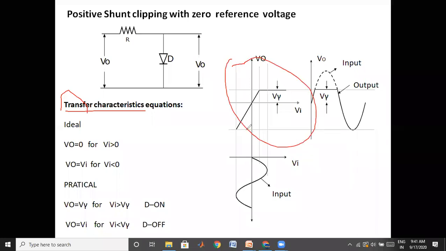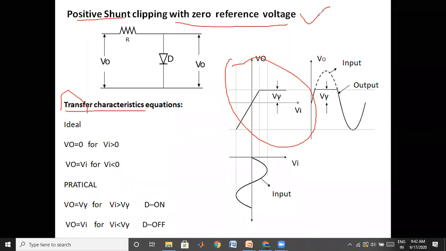This is your transfer curve for a positive shunt clipper. I have written the name as with zero reference voltage, which means there is no reference voltage, which we have seen previously. In the exam they may ask, explain a positive shunt clipper with zero reference voltage. Otherwise, they may ask, explain unbiased shunt positive clipper. You have to prepare both. Zero reference or unbiased, both give the same meaning.